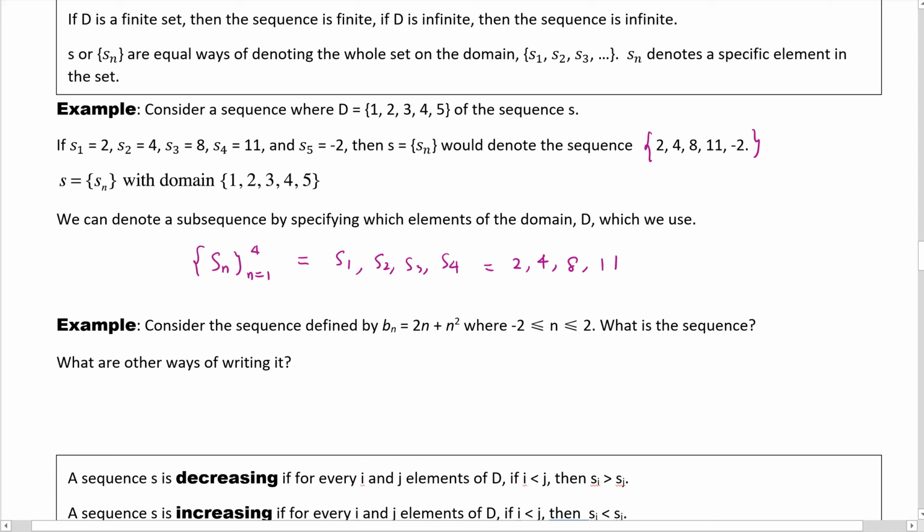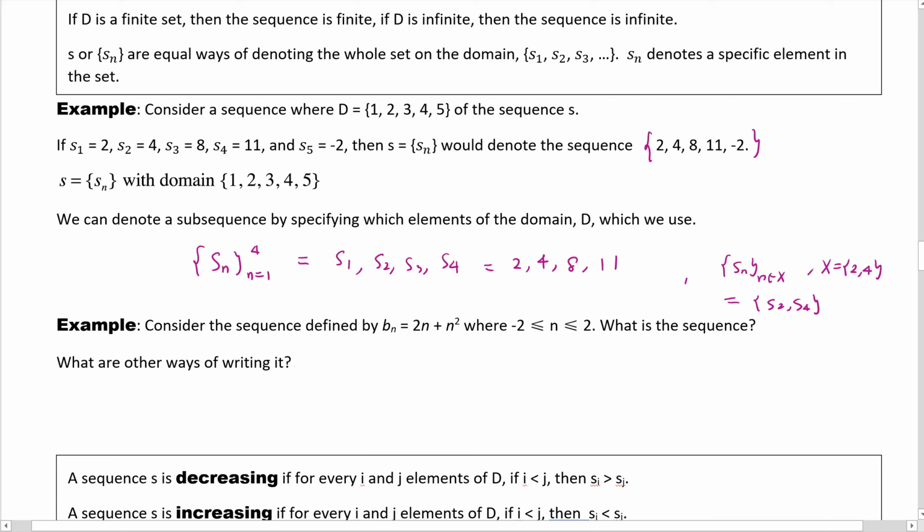We can also denote a subsequence S_n where n belongs to X, where X is the index set. We have 2 and 4 there. This is another subsequence. It means it's going to be S_2 and S_4. So we just have 2 numbers in this sequence.